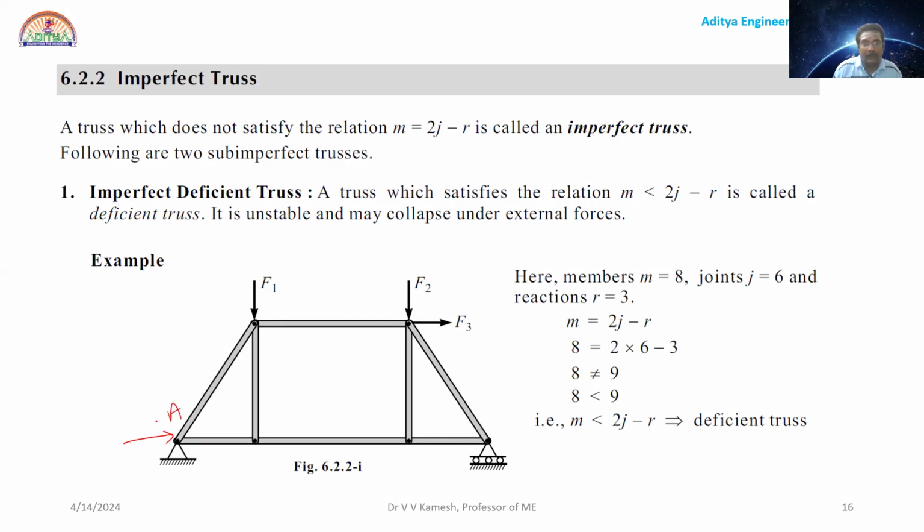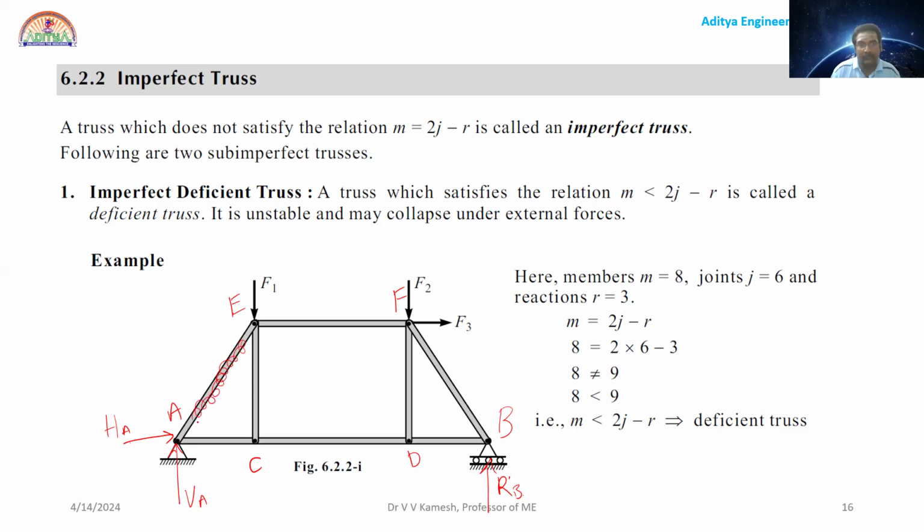At this hinge support, I am having two reactions, HA and VA, and the roller is B, so I can call it RB. Now you tell me how many members are there? I will give some names: A, B, C, D, E, F. So how many members are there?